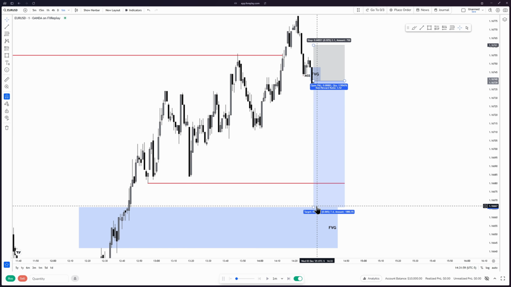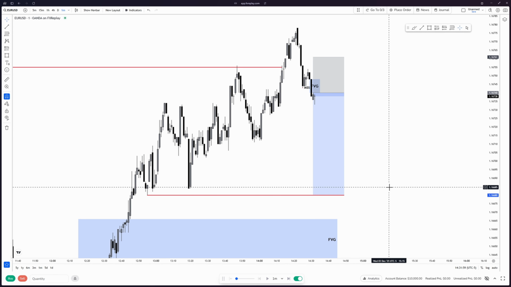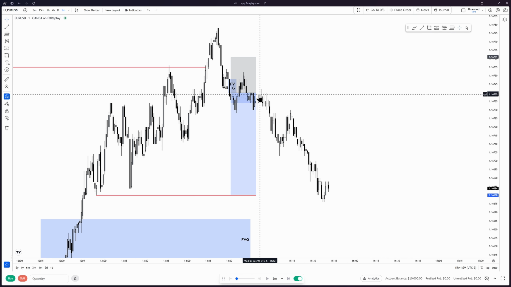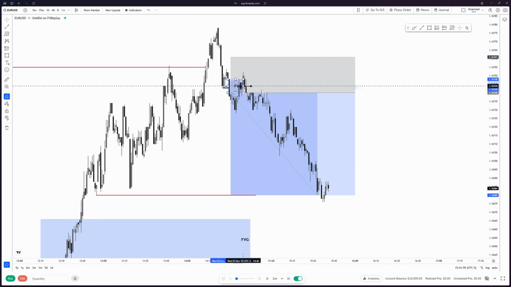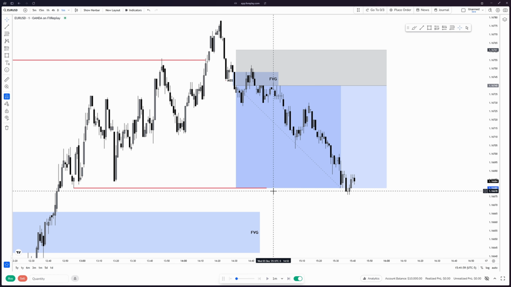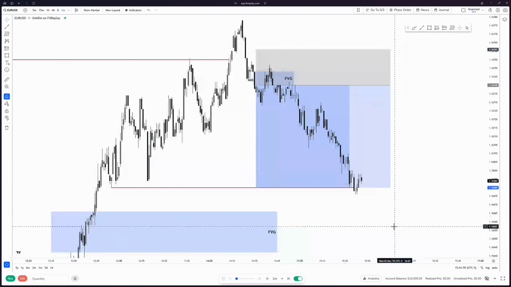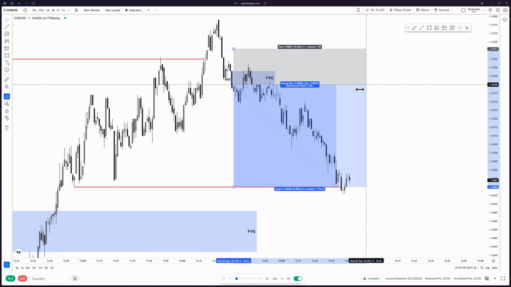Now let's see how it plays out. The market instantly triggered our order and started moving to the downside. In the end, it went to our sell-side liquidity, giving us a clean target. Look how price respected the fair value gap and delivered our target perfectly.